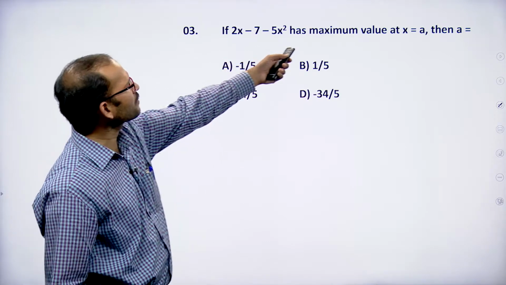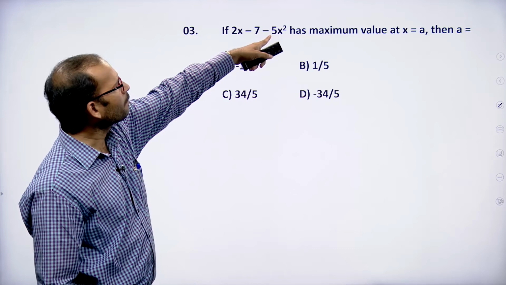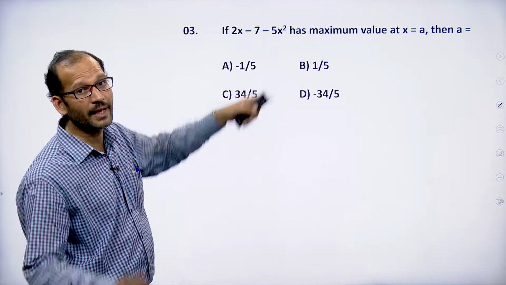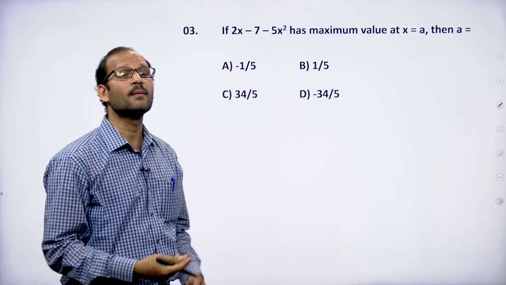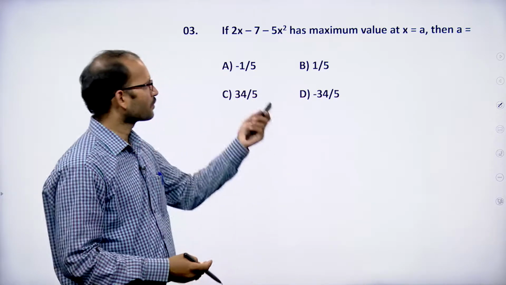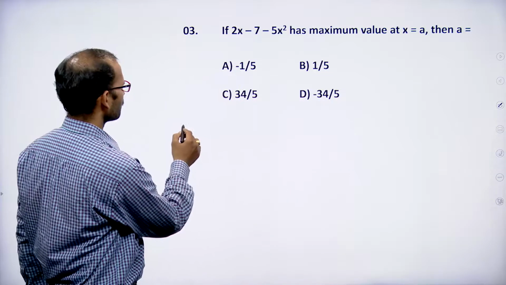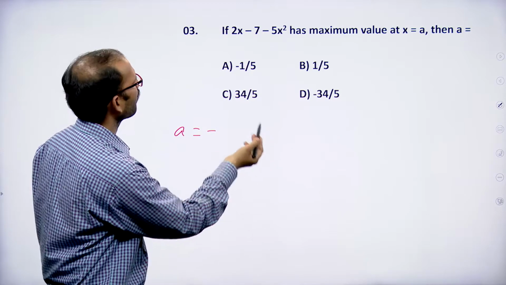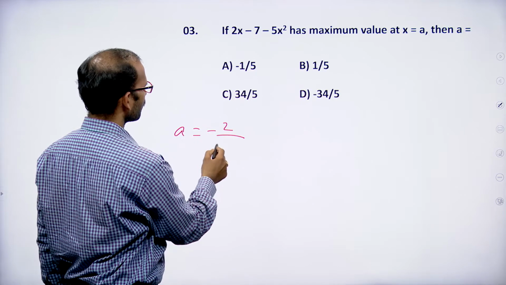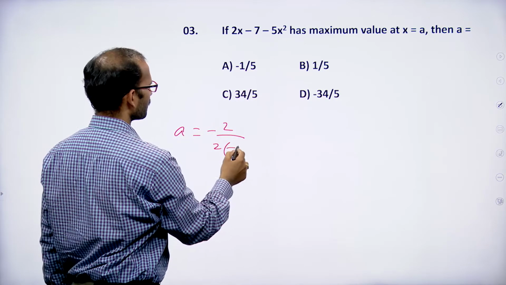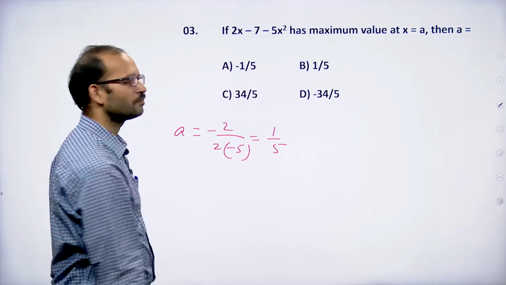2x minus 7 minus 5x square has maximum value at x equal to a. So this is minus 5x square, the coefficient of x square is negative. So therefore, the graph opens downwards, it will have a maximum value. The maximum value occurs at minus b by 2a. So that is given as small a, so what is the value of a? Simple. Small a equals minus b by 2a, what is b? B is the x coefficient, 2, so minus 2 by 2 into what is a? A is minus 5. So minus minus cancel, 1 by 5.